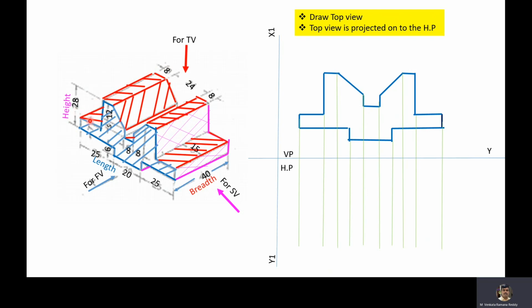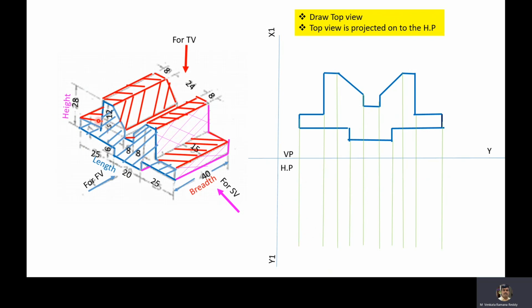Here one rectangle, here another rectangle, here an inclined rectangle, and here other rectangles. So the red color shaded region is visible in the top view. The total length is 25 plus 20 plus 25, that is 70 mm, and the breadth is 40 mm. Draw one rectangle. See that this length line is nearer to the XY line and this length line is away from the XY line, and this breadth line comes on this line and this breadth line comes on this line.